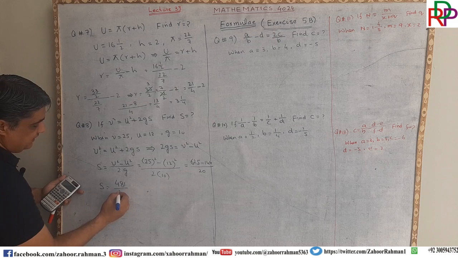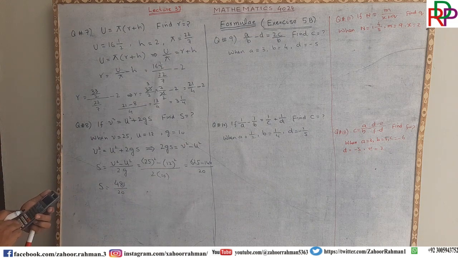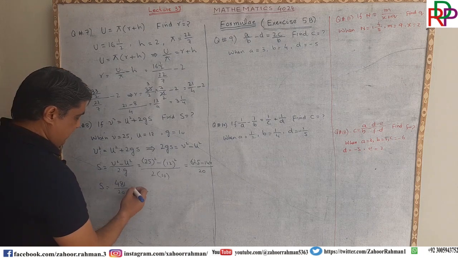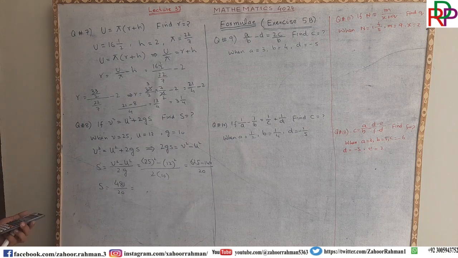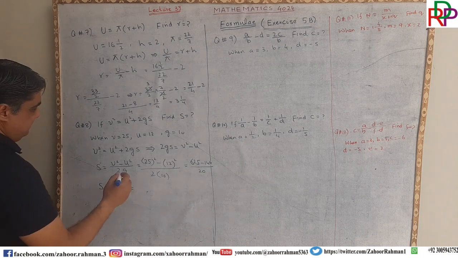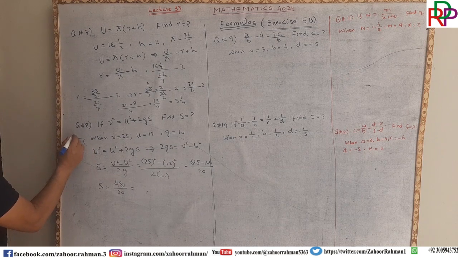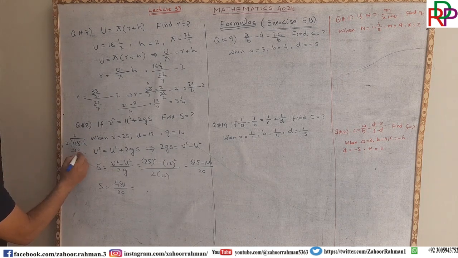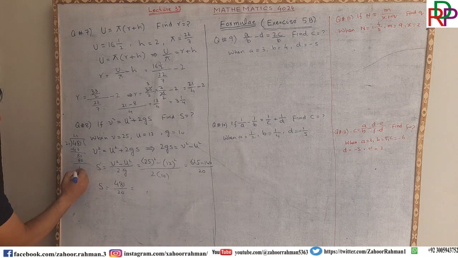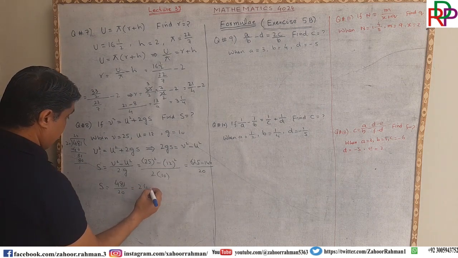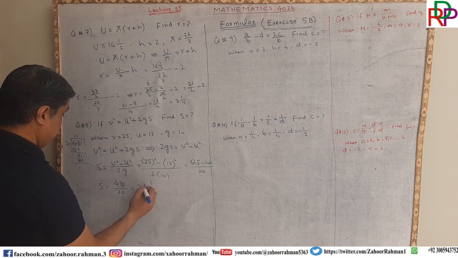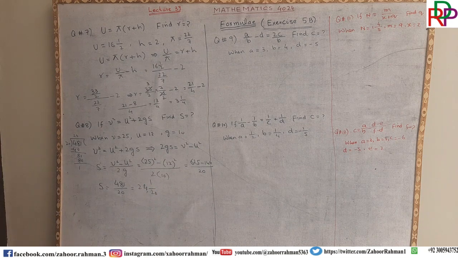So s is equal to 481 divided by 20. Let us divide it: 481 whole divided by 20. 20 2s are 40, 8, 20 4s are 80, and 1. So it will be equal to 24 whole 1 over 20. 24 whole 1 over 20.